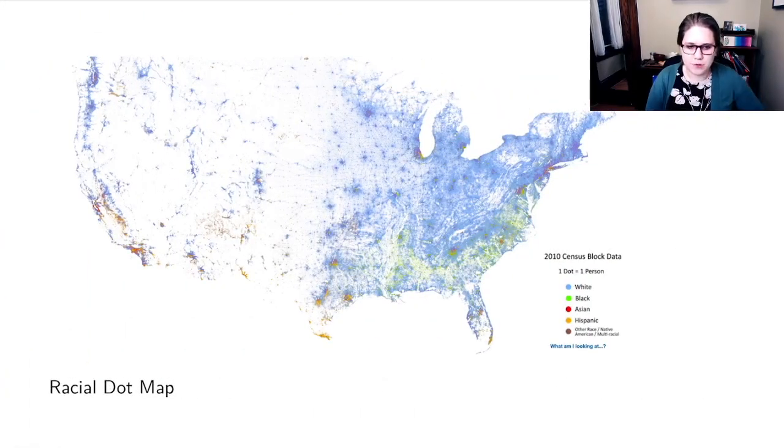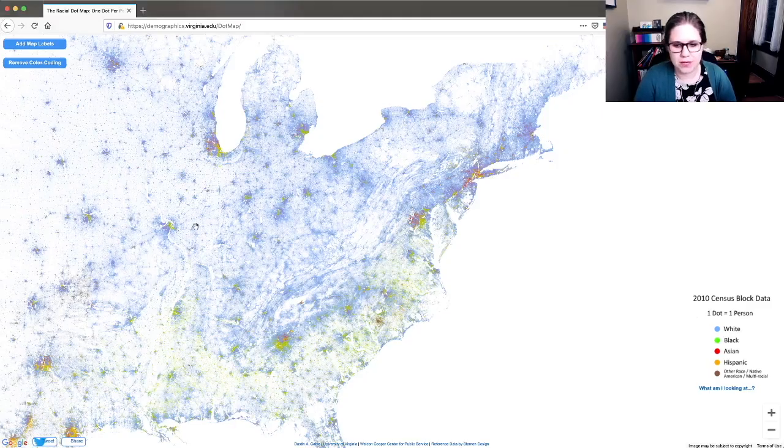Another interactive data visualization that I love is the racial dot map. So here's the website for the racial dot map. This is based on 2010 census data, so I'm very excited for it to be updated with the 2020 census data. The people who made the visualization have disaggregated the data. So it was collected at the census block level, and we only knew how many people lived in a particular block and how many people of a particular race lived on that block. But they've disaggregated the data to create one dot for every person in the entire United States.